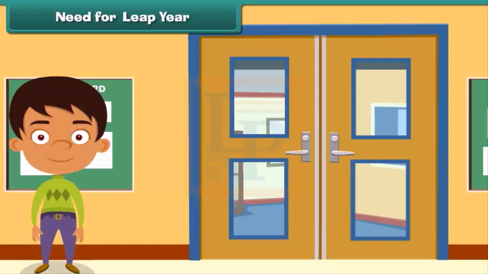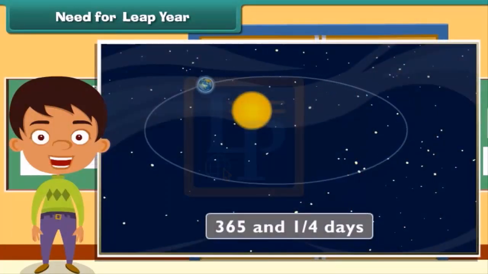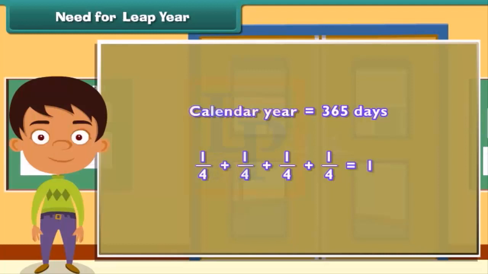Need for leap year. Earth completes one revolution around the Sun in 365 and 1 upon 4 days. But our calendar year has only 365 days. So, 1 upon 4 of a day gets left out every year. In 4 years, the left out 1 upon 4 add up to 1.